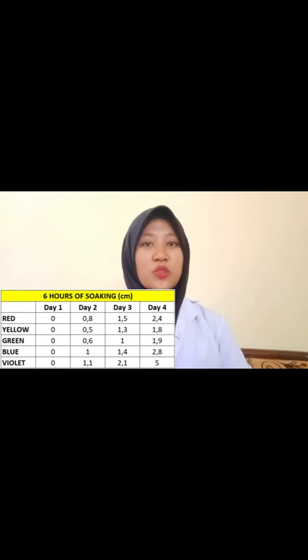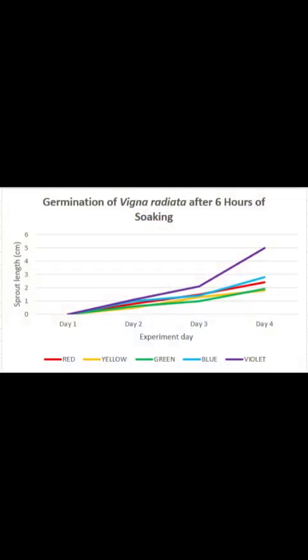By soaking mung bean seeds for 6 hours, the results show that the violet light spectrum with a wavelength of 380 to 425 nanometer was the best for the germination process. This was proven by the final result that the length of the sprouts in the violet box on day 4 was the longest, namely 5 cm. Meanwhile, the mung bean seeds in the yellow box are the lowest, namely 1.8 cm.